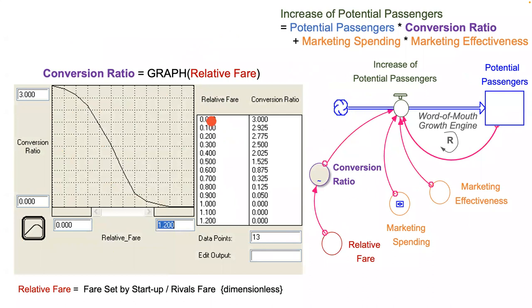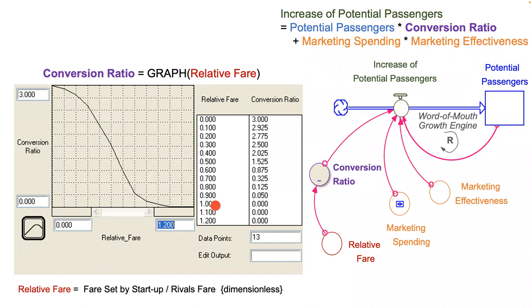So the idea here is we've got relative fares 0 to 1.2. The relative fare is how much more expensive... let's see if I get this right. Oh, here, down here, I've got it right. So the fare set by startup divided by the arrivals fare. If we talk about zero, then that means we have a free flight. And so we're saying that if we offer flights for free, we will get 3 new passengers for every 1 passenger.